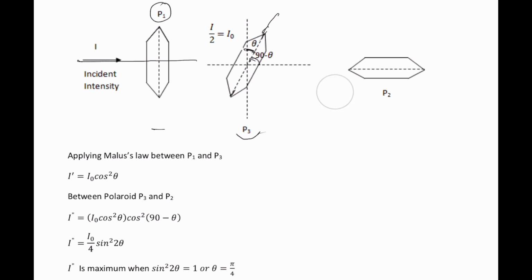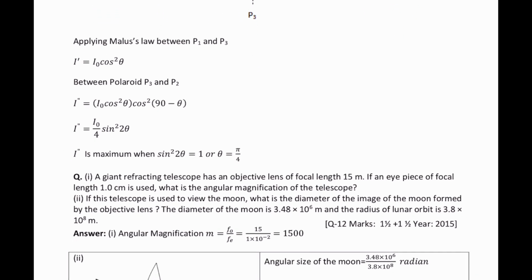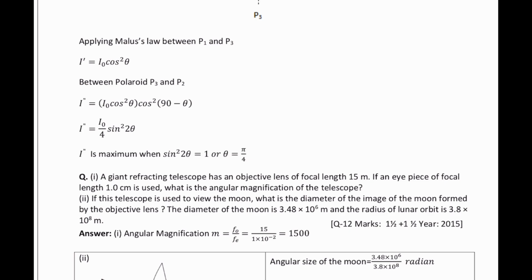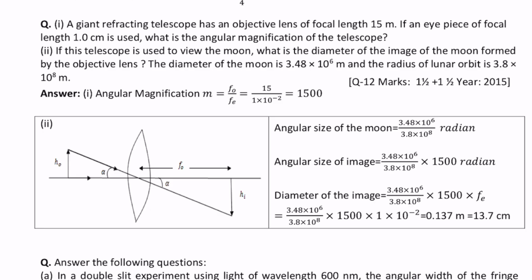I am removing all these things so that you can take the screenshot. So this we have to prove: for maximum intensity, this theta should be equal to pi by 4. Next question.